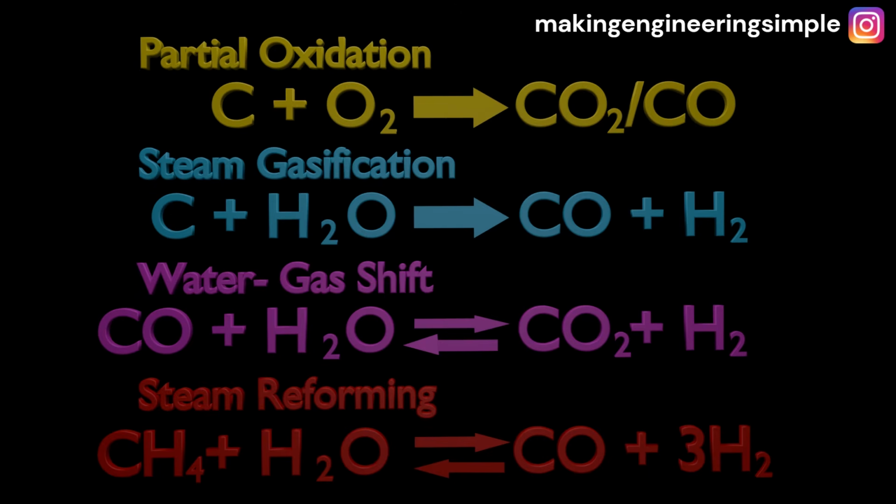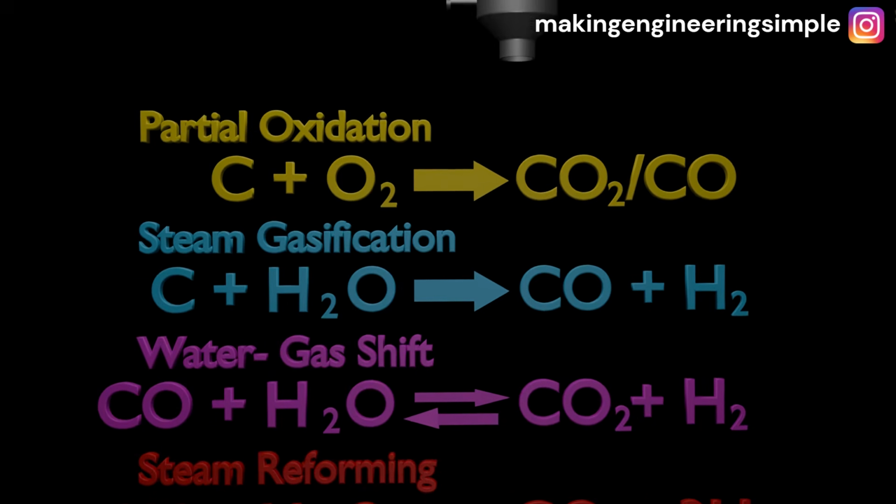Steam reforming targets hydrocarbons like methane that are released during fuel heating. Methane reacts with steam to produce carbon monoxide and a large amount of hydrogen. This reaction is strongly endothermic, so it only occurs at high temperatures. It plays a key role in boosting hydrogen content and preventing valuable fuel from leaving the gasifier unconverted.